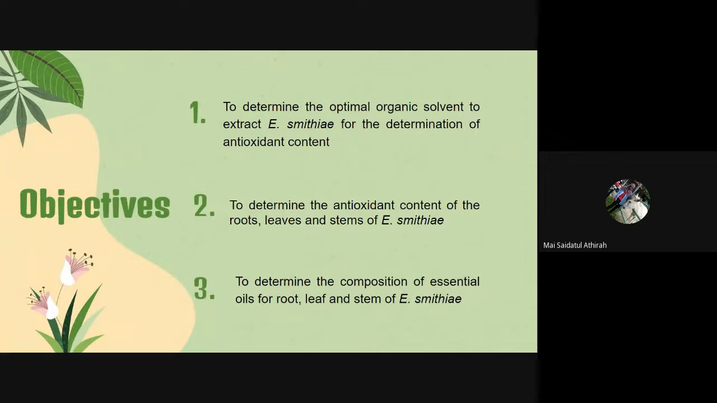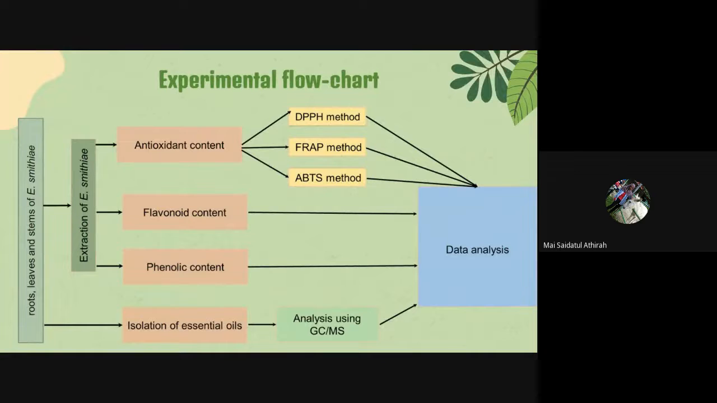This research has 3 objectives. First is to determine the optimal organic solvent to extract E. smithii for determination of antioxidant content. Second, to determine the antioxidant content for different parts of E. smithii. And third is to determine the composition of essential oil for different parts of E. smithii. This is the experimental flowchart for this research.